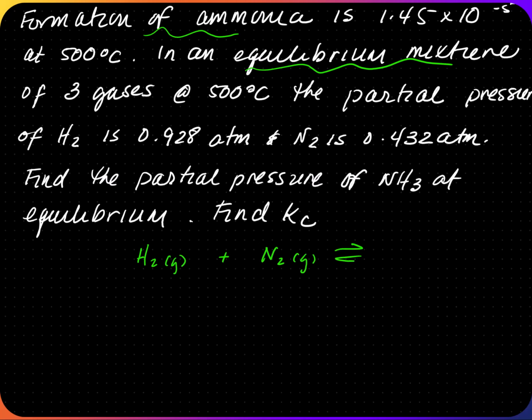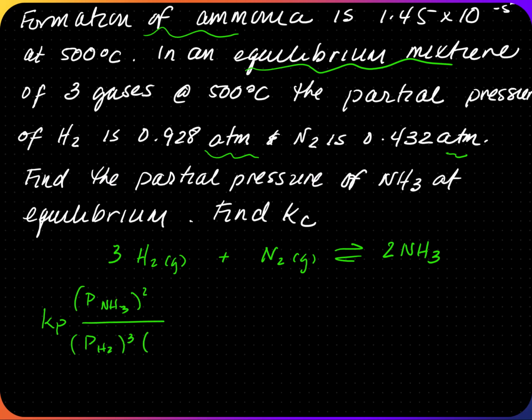It's going to yield NH3, which is ammonia, and now I need to balance, so I need a 2 and a 3 as coefficient. So I'm going to write my Kp, because the information given is in atms. That's going to be the partial pressure of NH3 squared over partial pressure of H2 cubed times partial pressure of N2. Now I'm going to plug in my values.